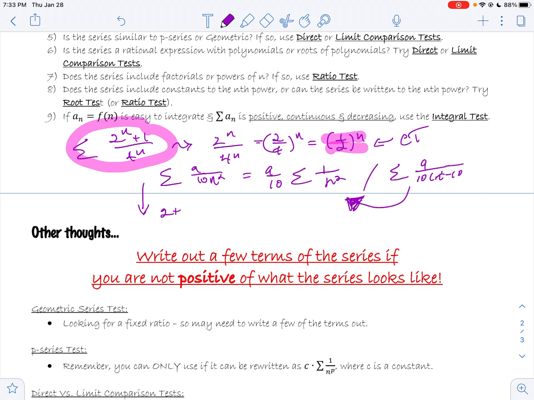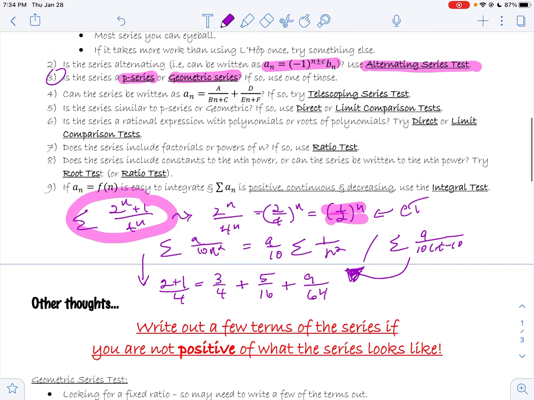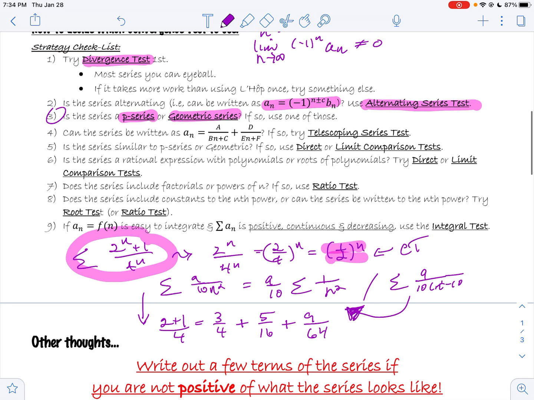But if it's not exactly like that, if I were to write these terms out, if I plug in 1, I get 2 plus 1 over 4. And then if I plug in 2, I'm going to get 5 over 16, and then if I plug in 3, I'm going to get 9 over 64. So clearly, I'm not able to multiply by the same number every time. So it's not geometric, and you can't use the geometric series test. All right, I hope I made that clear.